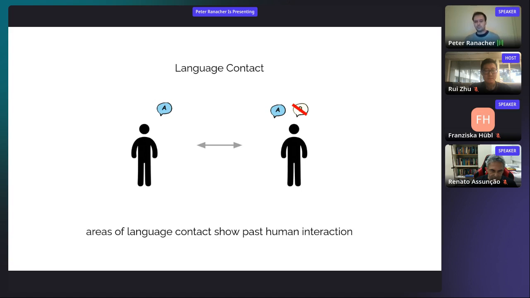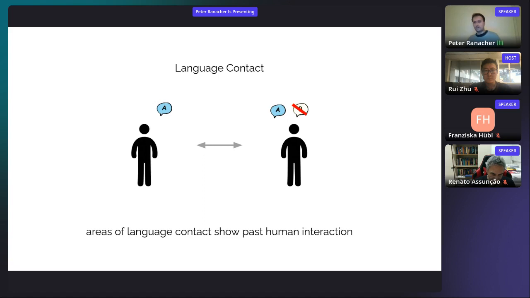The second thing is that usually it's not only two languages that are in contact with each other, but it can be several languages that are in contact. And these languages are what we call in a contact area. So languages in a particular area exchange properties with each other, and this makes these languages more similar.